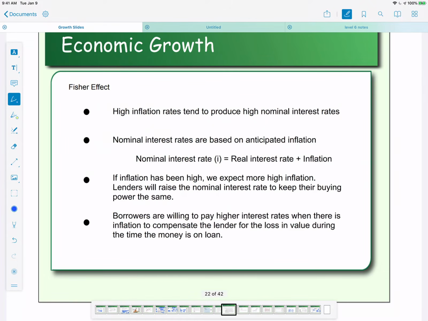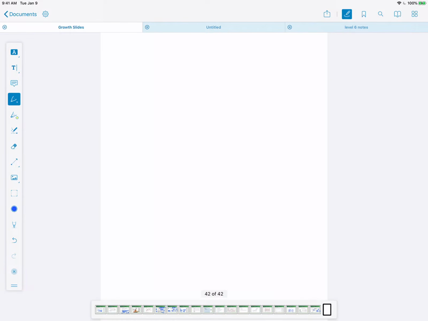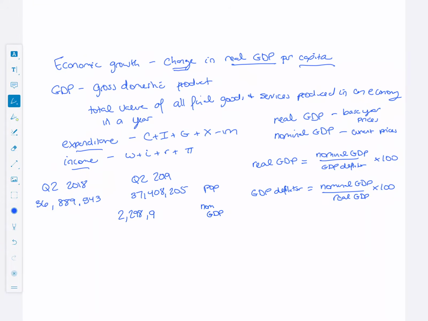2,298,972, and then we got to add our 6 zeros. And then for Q2 2018, we had 2,217,196,000,000, and our 6 zeros. All right, we also need a GDP deflator.